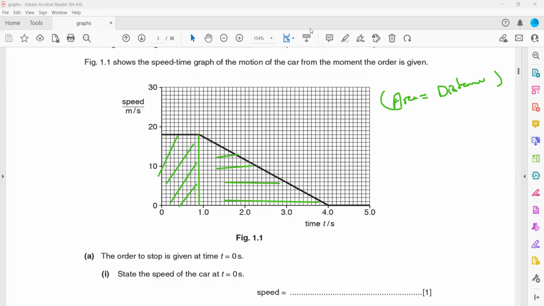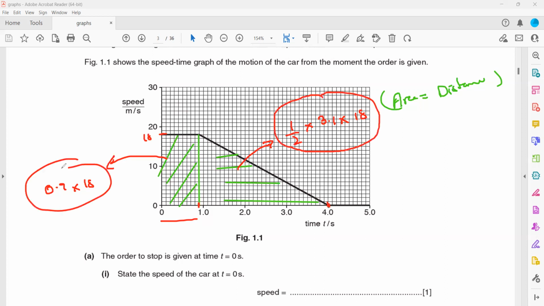So use the formula for a rectangle, length times width, so 0.9 multiplied by 18, because the height is 18 and the length is 0.9. And the triangle is half base times height. It starts from 0.9 and ends at 4, so the base is 3.1. And the height is 18. So we get the area of the triangle and the area of the rectangle. To get the total, we simply add them.